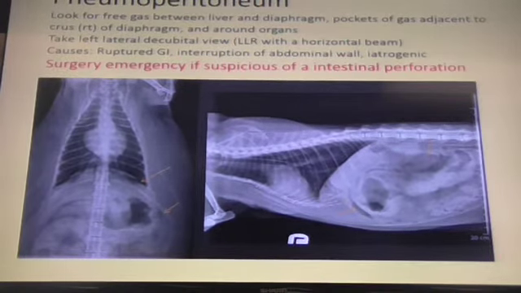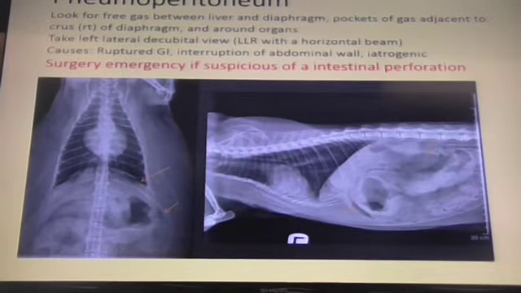It could have that kind of history. So you want to ask, did they have surgery before? Because you want to rule that out as a cause of the air in the abdomen. Other than that, it's a surgical emergency.